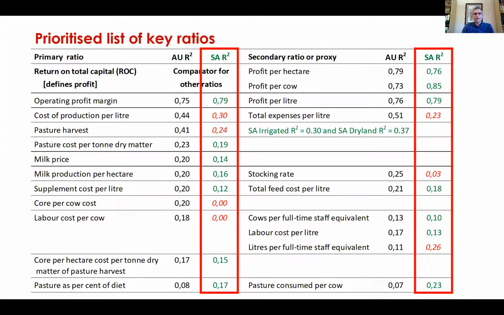This table now replaces the p-values from the Australian data set with the r-squared values from the South African data. The red highlighted numbers are where there are more significant variations between the data sets that I will endeavour to explain.